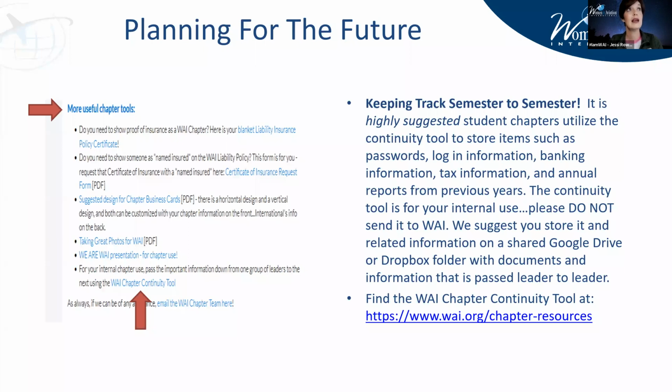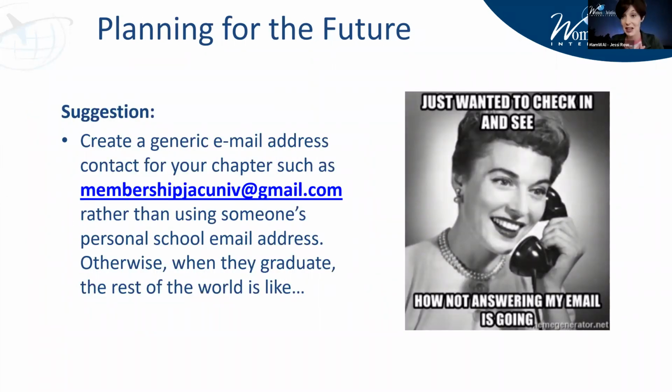As you plan for the future, one thing I am finding and running into as a new Women in Aviation International staff member, my big suggestion, is creating a generic email address so that future members can contact your chapter, such as membership at JAC University, which I just made up, by the way. It's my own new university, at gmail.com, rather than using someone's personal or school email address. Because otherwise, when you graduate, the rest of the world is like, hey, I just wanted to check in and see how not answering my email is going.